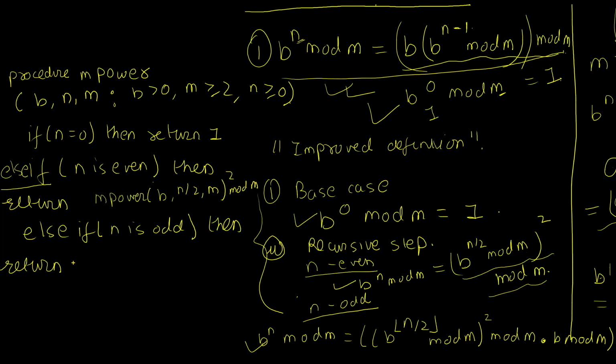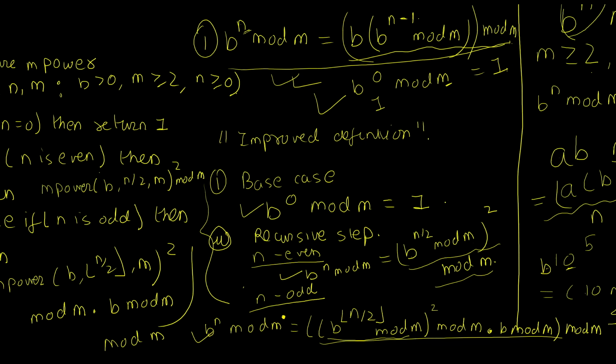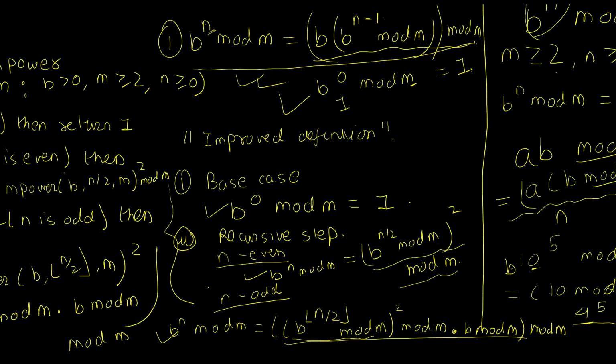In the case when n is odd, I need to return this statement, and this is my recursive part, so let me form that first. I want to say m power, and this time I'm calling with b, the floor of n by 2, and m. Now I want to square it, mod m, multiply this once again with b mod m, and take the whole thing mod m. It's actually missing here, but I'm taking the whole thing mod m.